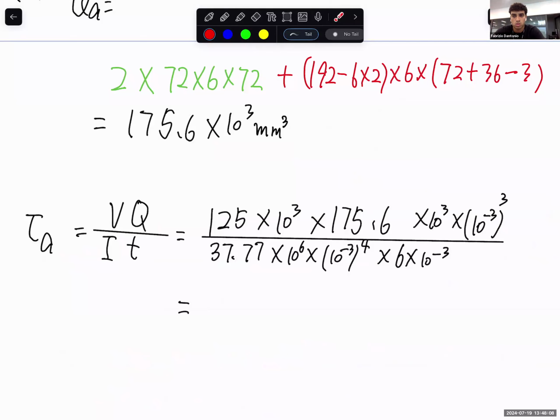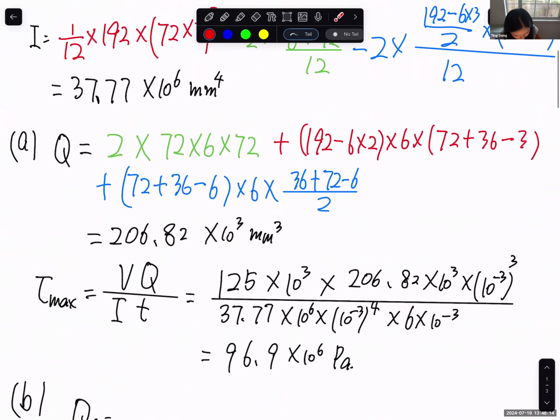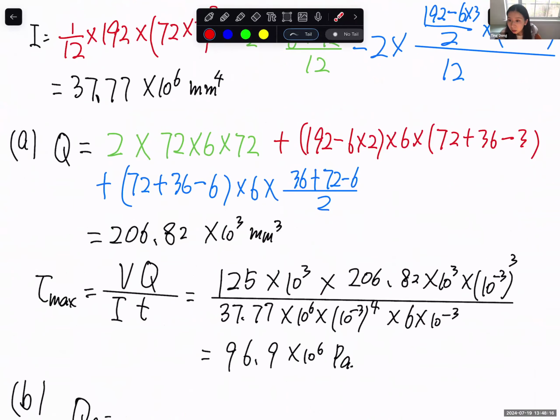Show the rest, last part A, part A. Here? Okay.